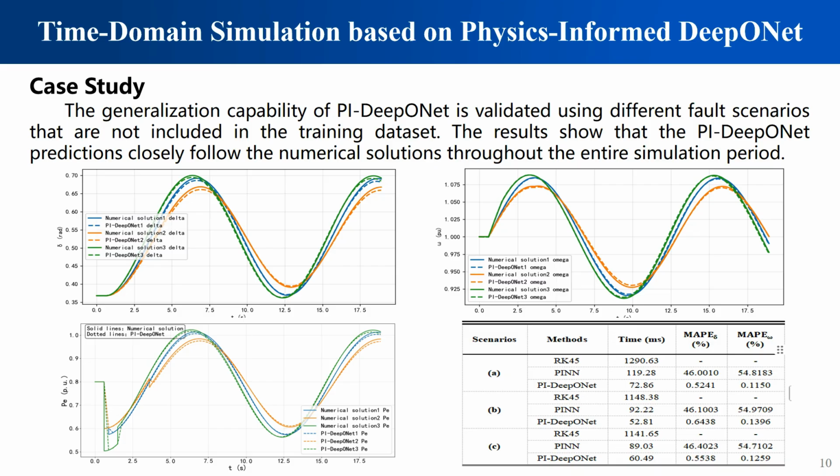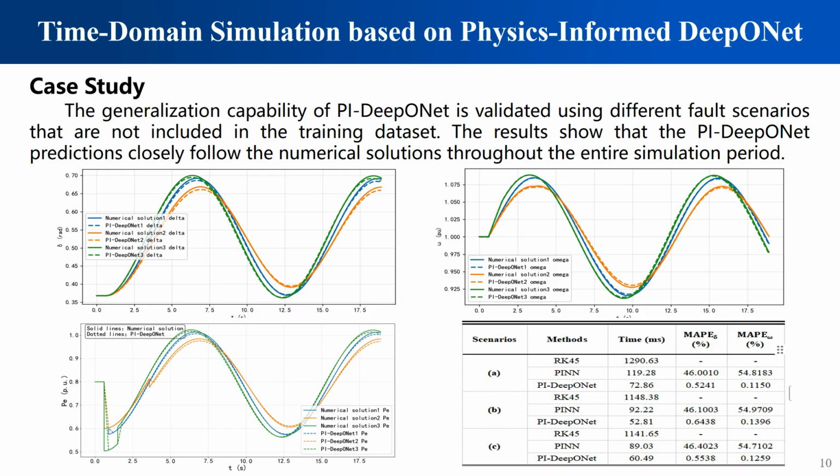The generalization test uses fault scenarios that were not included in training. Solid curves are numerical solutions, and dashed curves are PI-DeepONet predictions. Three scenarios are shown for delta, omega, and electrical power PE. The dashed trajectories track the phase, amplitude, and turning points of the numerical curves. The match is especially important around peaks and troughs because those locations are tied to stability margins and protection decisions.